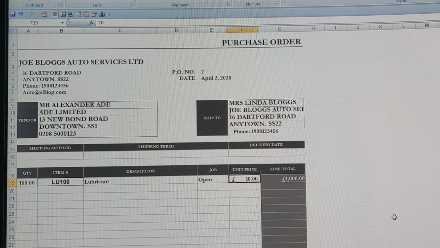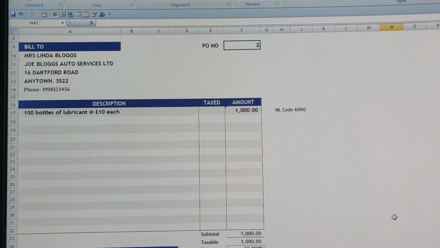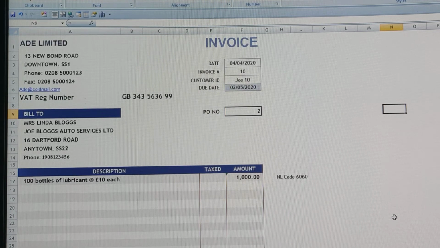The price must not differ. The price on the supplier's invoice must not be different from this. If it is, then there's a problem. We contact the supplier straight away. Now, this is the invoice that came from the supplier. Again, as you can see, Ade Limited, 100 bottles as ordered. Okay, delivered.